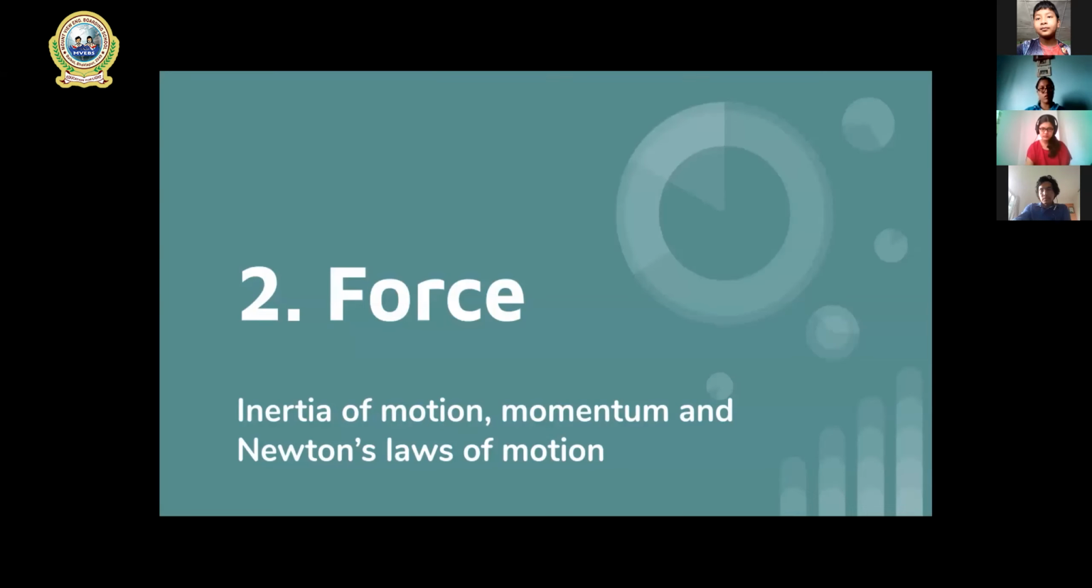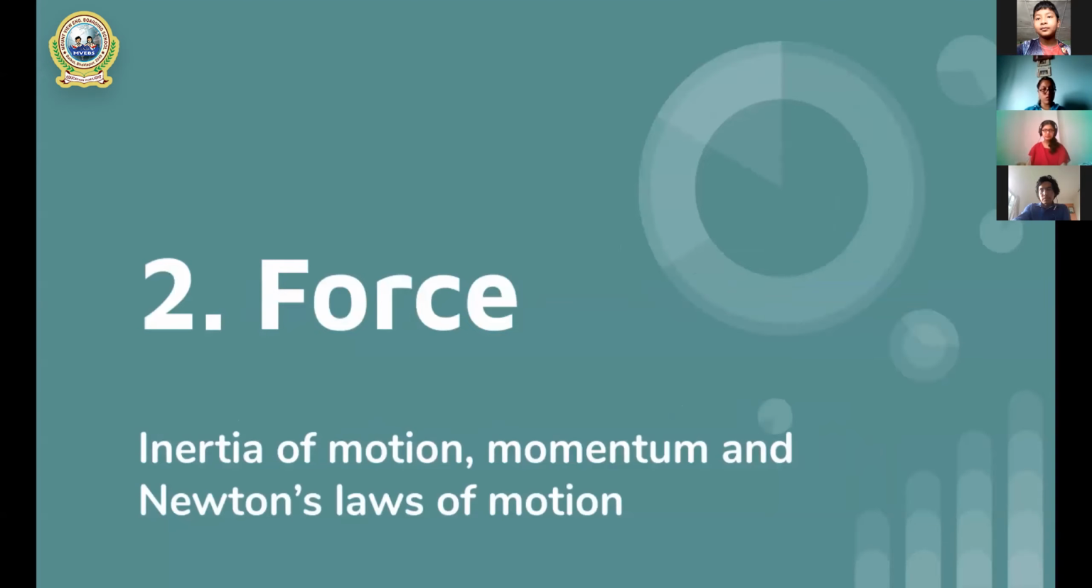Okay. Now be ready, everybody. Today we are going to discuss inertia of motion. Last time we discussed inertia of rest with examples. Then we'll try to connect with another topic, momentum, and slightly talk about Newton's laws of motion. So first, inertia of motion.